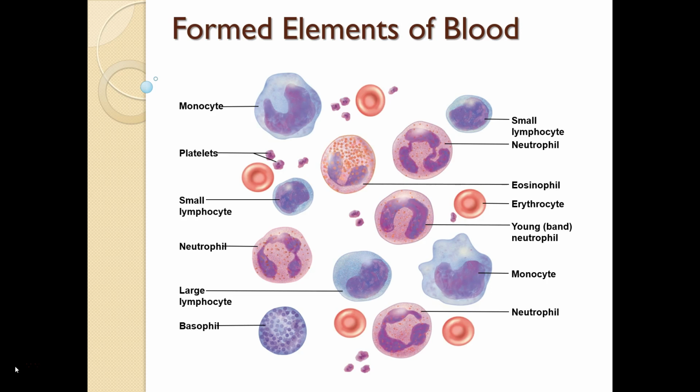And one thing you'll notice about white blood cells is that all white blood cells have a nucleus, but the nucleus has a different shape in each type of white blood cell. Some white blood cells have granules in the cytoplasm, and those are referred to as granulocytes. White blood cells that don't have granules are referred to as agranulocytes.